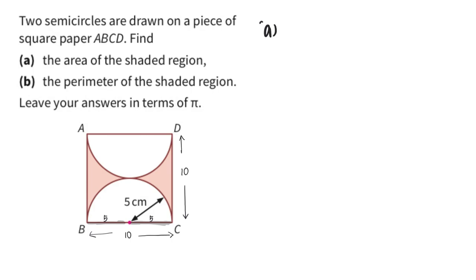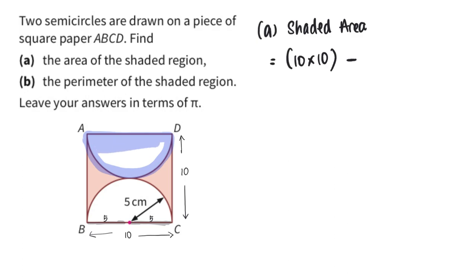So for part A, the shaded area is simply the square, 10 times 10, minus away the two semicircles, and two semicircles make one circle, yeah? So it's simply pi r square.